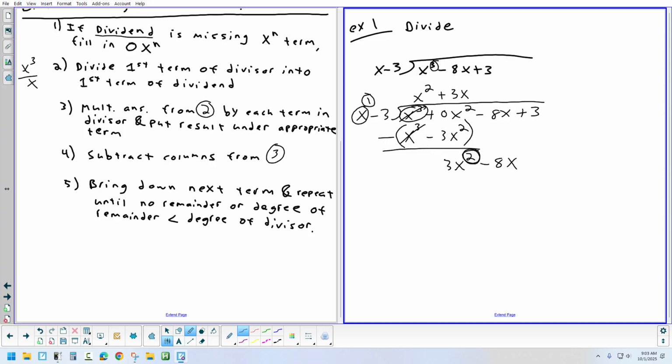Multiply it back out. 3x times x gives me how much? Marcelo? So 3x times x. 3x squared. And what else will go next to it? Negative 9x. Perfect. 3x times negative 3 is negative 9x. And what are we going to do with these columns now?